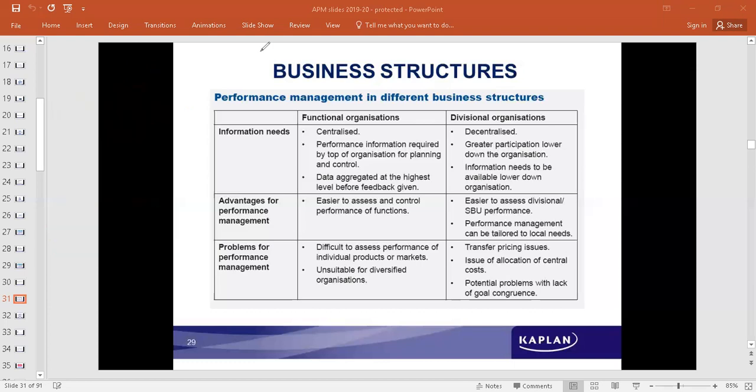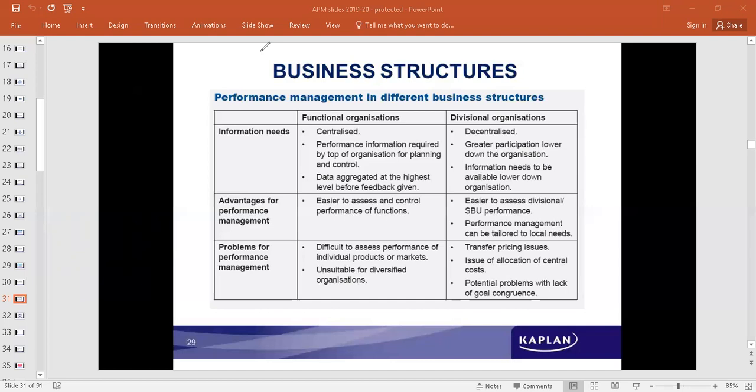not the centralized management. In such a case, business structures are broadly categorized into functional organizations and divisional organizations. So the key point to remember is that in a functional organization, the authority is centralized. In a divisional organization, the authority is decentralized. It is divided. The authority is delegated to multiple people in the organization. So now, how do we differentiate? What are the points of difference between these two types of organizations? What kind of information is needed in functional organizations and in divisional organizations?